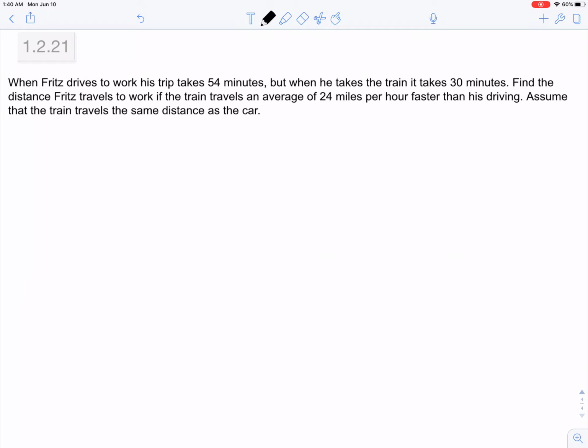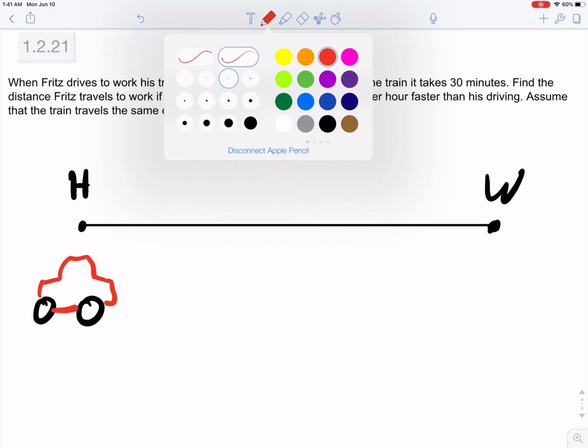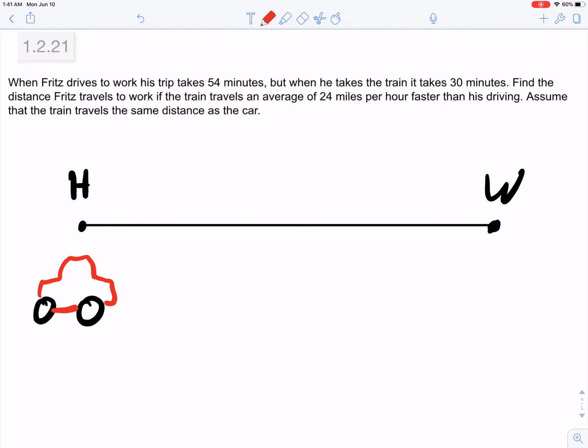Okay, so let's draw a picture to get a sense of what's going on. Say this is his home and he's traveling from home to work, right? So this is work, this is home. When he drives to work, he's driving a red car. When he drives to work, it takes 54 minutes. So the time by car equals 54 minutes.